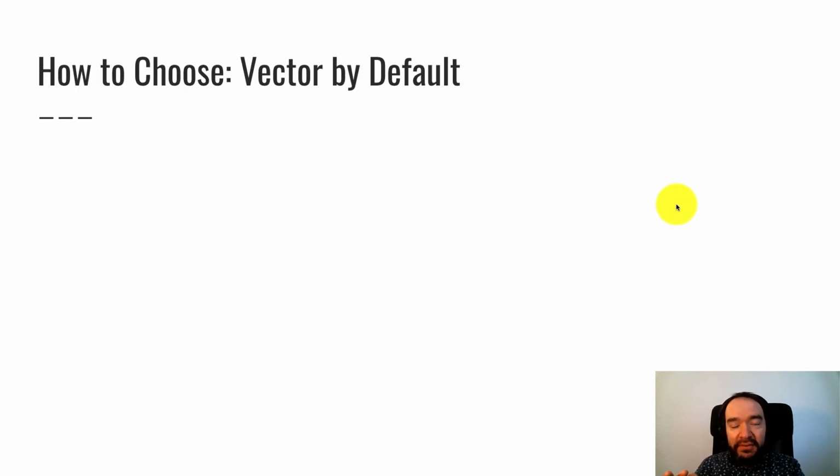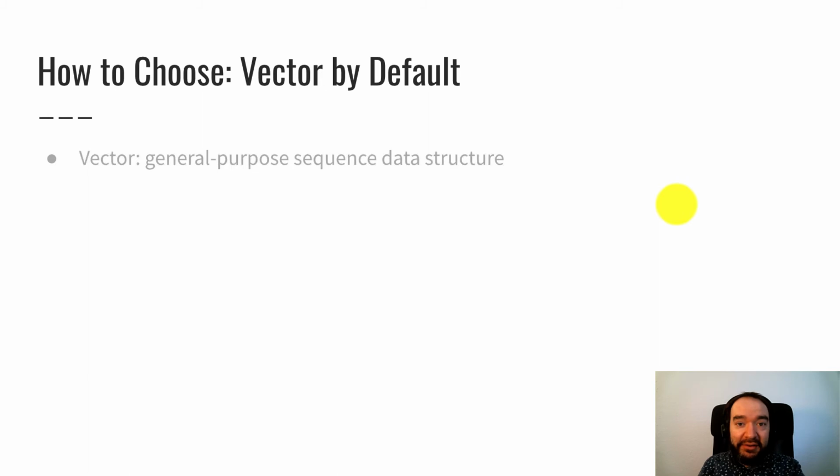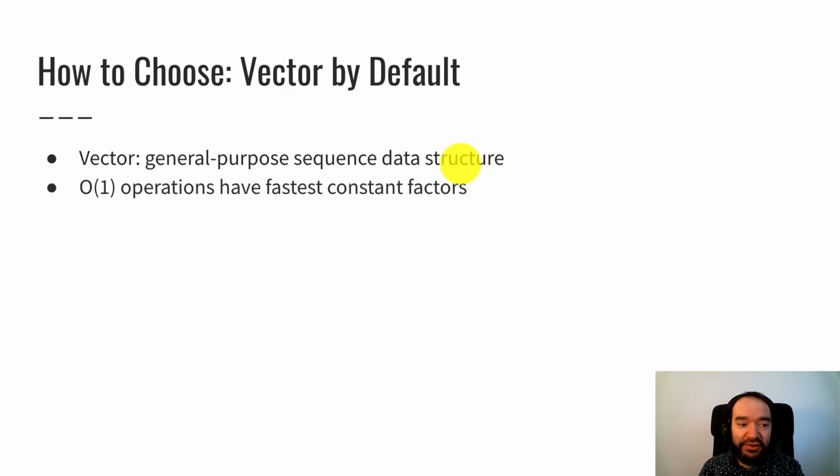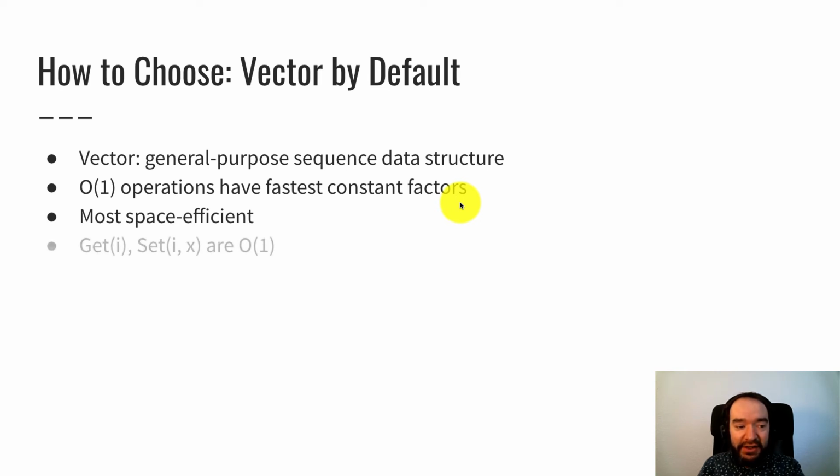So based on all that information, you notice vector was coming out pretty good most of the time there. So our recommendation, and what happens in practice most of the time, is to use a vector by default. So vector is a great general purpose sequence data structure. If you want to store a list or sequence of objects, vector is probably your go-to because the constant big O of 1 time operations have the fastest constant factors, and the vector is the most space efficient of the three.